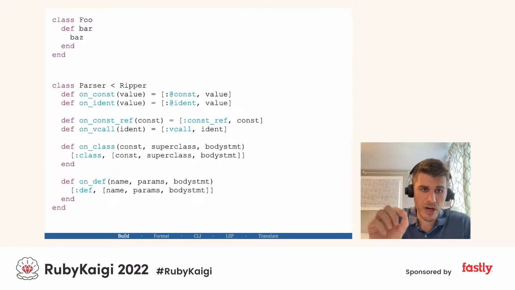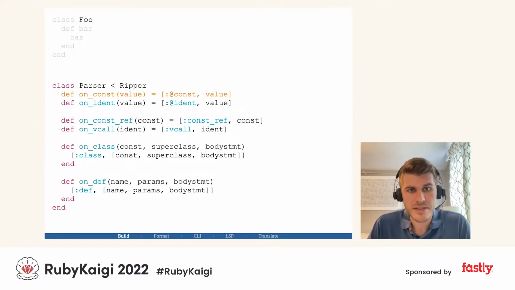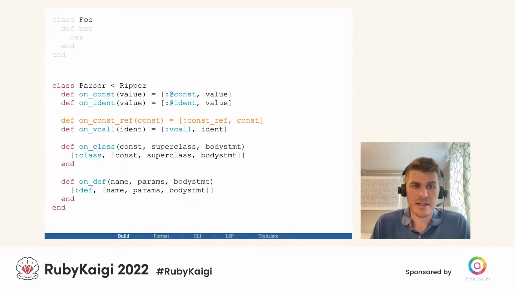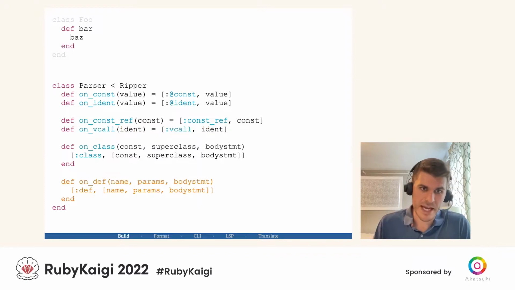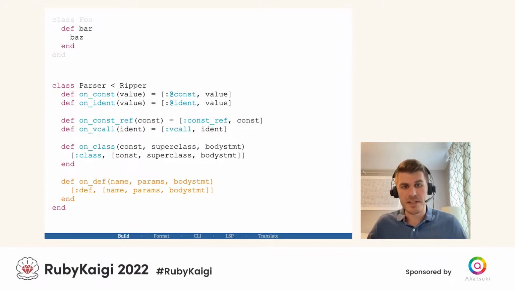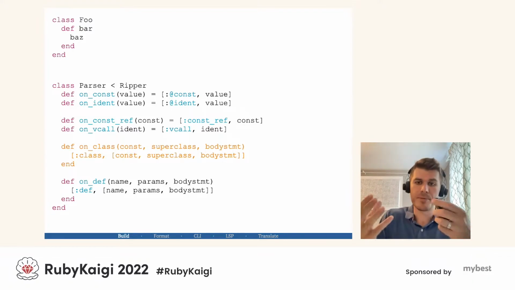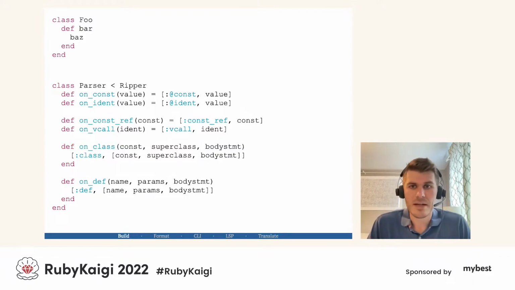You have all of these on methods that handle the dispatched events. For example, onConst is going to get called when that foo is accessed. OnConstRef is going to get passed up to the parent. So the value from the instance variable there with @const, that's going to get passed up the tree. OnIdent is then going to get called, and onVcall is going to get called with the result of that. Finally, onDef is going to get called with all of that content. And as you can see, we're building up the tree from the bottom.